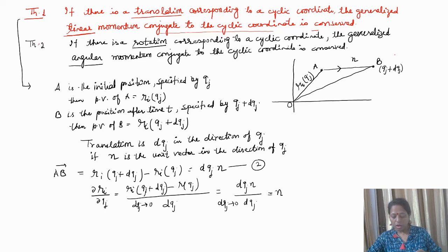Now, what do I have to show? I have to show that linear momentum will be conserved if this coordinate is cyclic. So, first thing is that we will use the condition of cyclic coordinate later. First of all, we know that by Lagrange's equation of motion, d/dt of delta L by delta Qj dot minus delta L by delta Qj is 0.